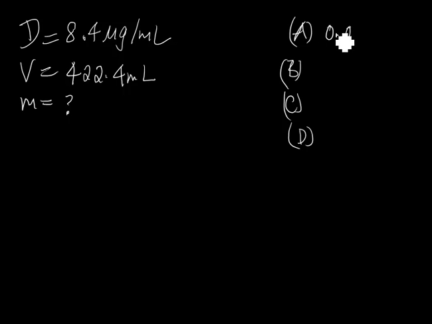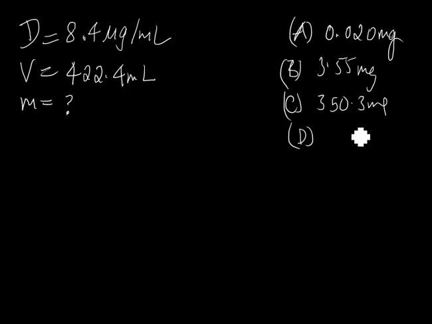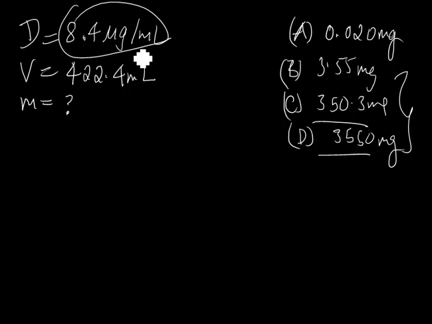So my first option was 0.020 milligrams, 3.55 milligrams, 350.3 milligrams, and then I have 3,550 milligrams. As you can tell, this could be a very good trick question, because all they're doing is shifting decimal places. So anyways, what I decided was that I'm going to convert this into milligrams per mil first and then go about. You can also multiply these things first and then go about with it, but I just thought I'll just convert this first.